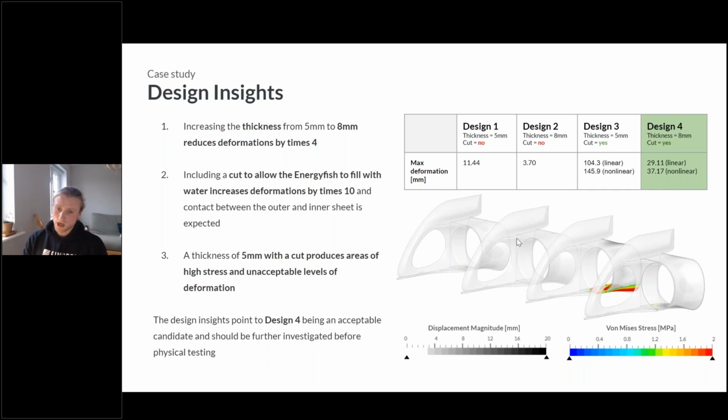From running those 4 simulations, or actually 6 simulations, including the 2 nonlinear, we can see the following insights: increasing the thickness from 5mm to 8mm reduces deformations by about ×4. Including a cut increases deformations by at least ×10, and for the 5mm case, that's even above 10 times the deformation. And I think it's clear to say that the 5mm design with the cut produces areas of high stress and unacceptable levels of deformation.